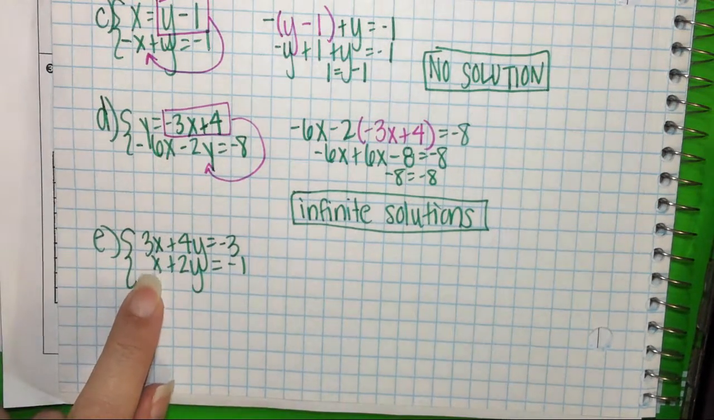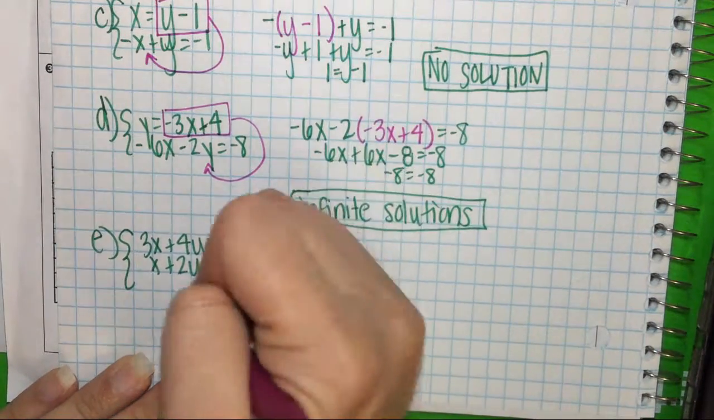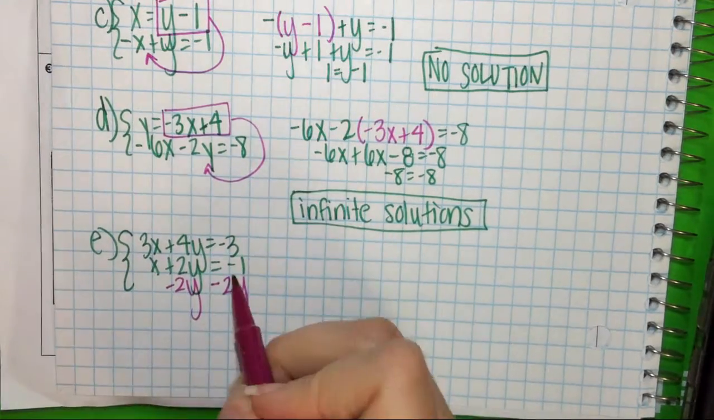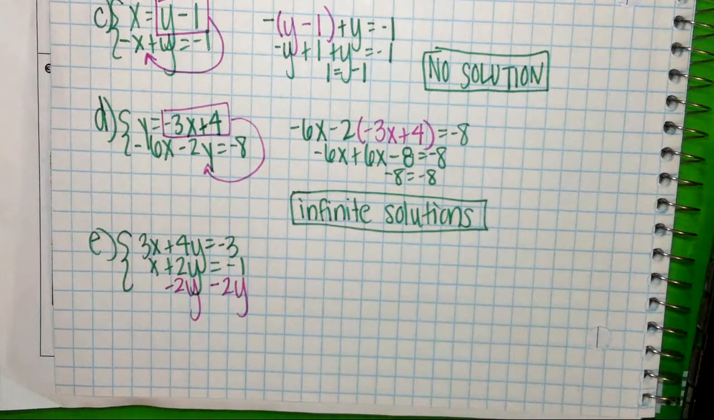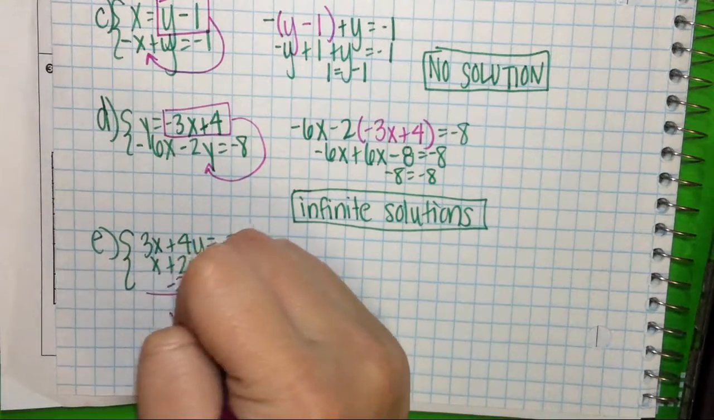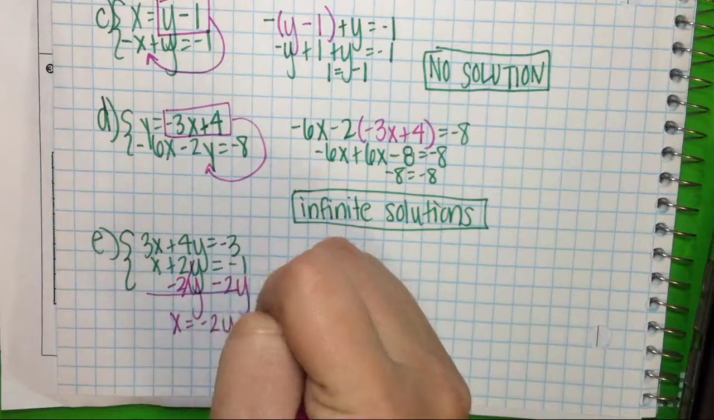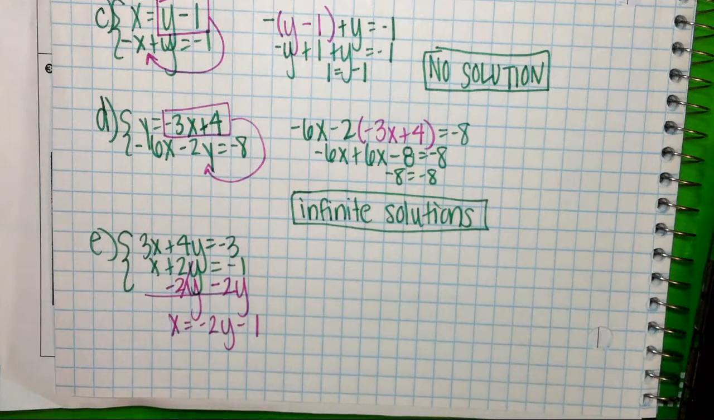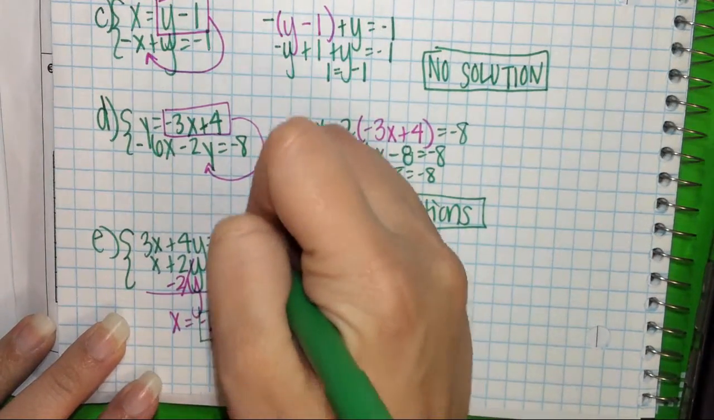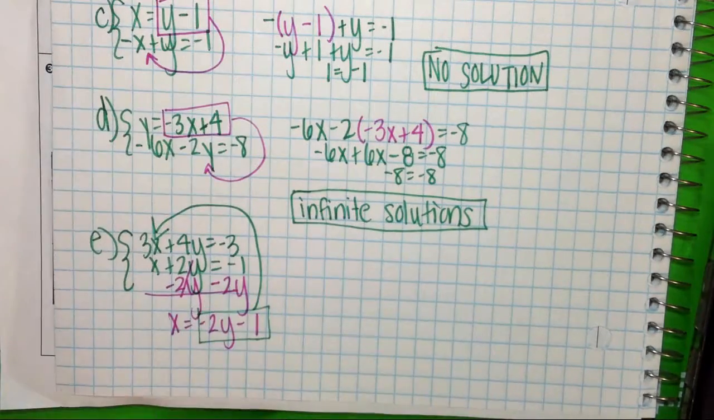Now, this x already has a leading coefficient of 1, so we would just solve for it to get it by itself. So you would subtract 2y from both sides. Can we combine that -2y and -1? No, because they're not like terms. And we get x equals -2y minus 1. So now that we know what x is, what can we do with it? Substitute. So we're going to take it, and we're going to plug it in right here.